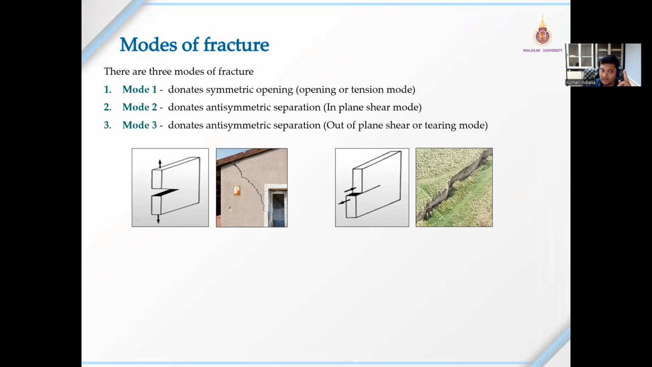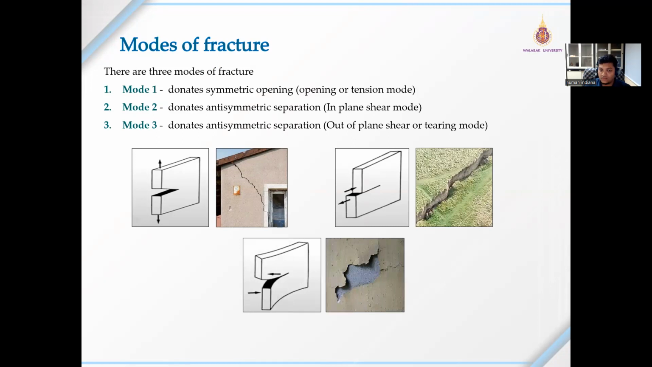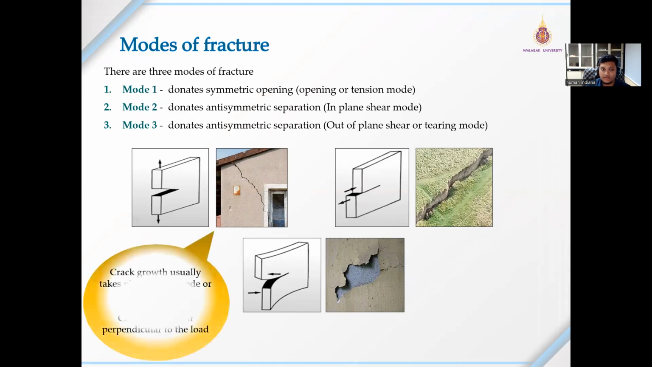Mode 3 is the one which denotes the antisymmetric separation, but not in plane. It is out of plane. So this is the example. In structures, you can see this kind of out-of-plane shear failures. So these are the three modes of fracture, and usually this kind of fracture or crack appearance we will see in buildings.